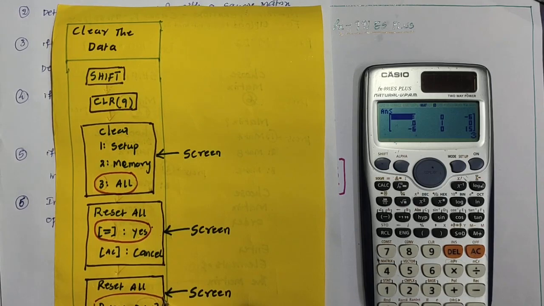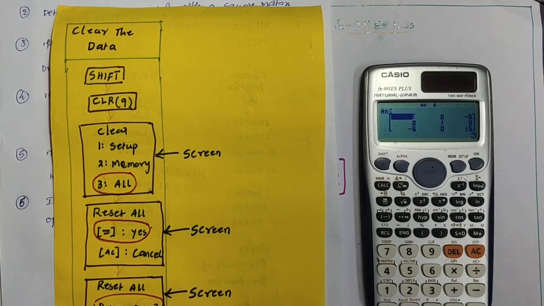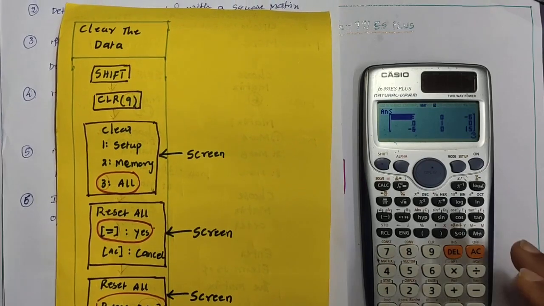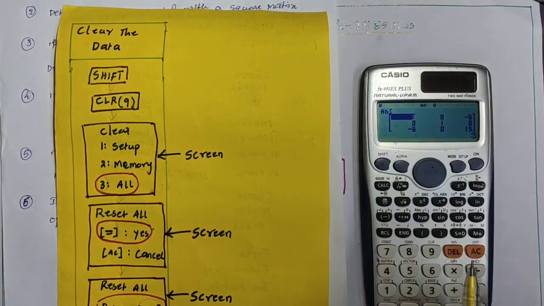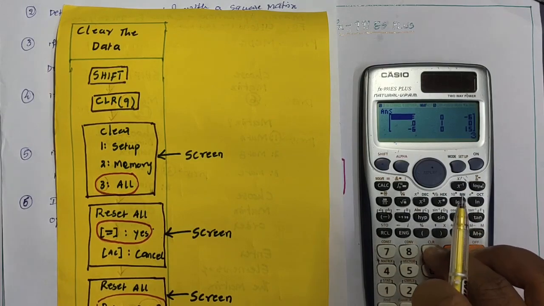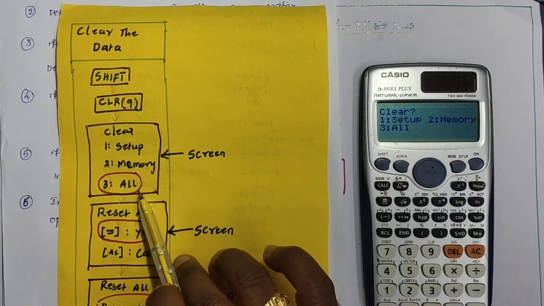Then we get reset all on the screen. Press AC button. Then the data will be cleared. Okay, now I am pressing first here shift. Here 9th button is clear. On the screen we got the setup, memory, all.